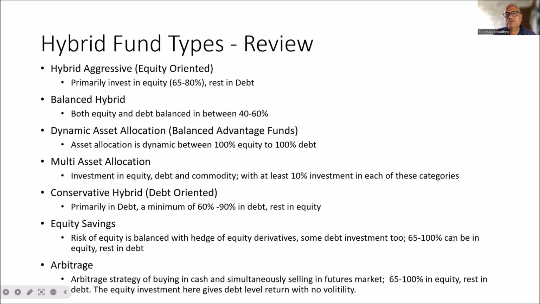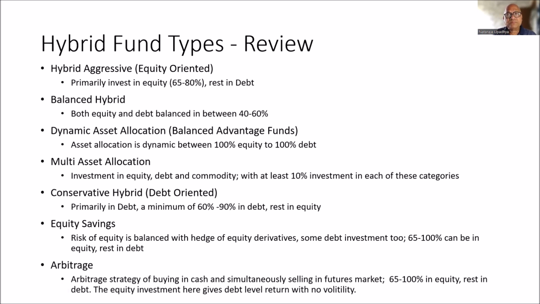65 to 100% will be in equity. So there is some variation here also. The last one is arbitrage funds. In arbitrage, there is a strategy of buying the equity in cash and simultaneously selling in futures. That way, you protect your investment against volatility. Of course, that reduces your upmove advantage also. 65 to 100% will be in equity, rest will be in debt. This is where equity investment gives a debt level return.